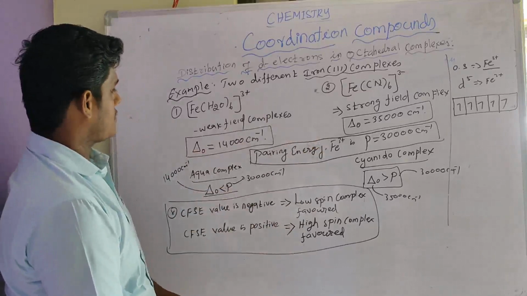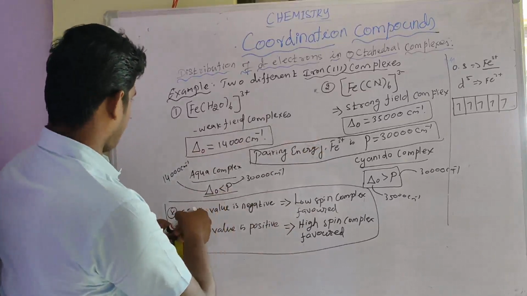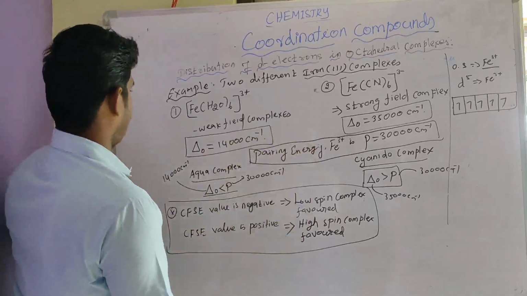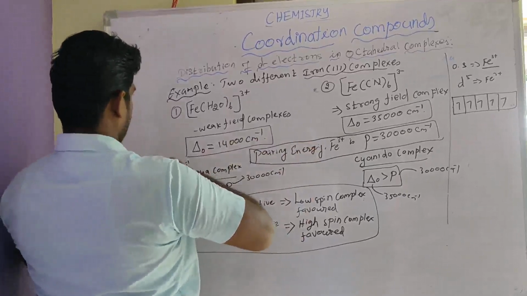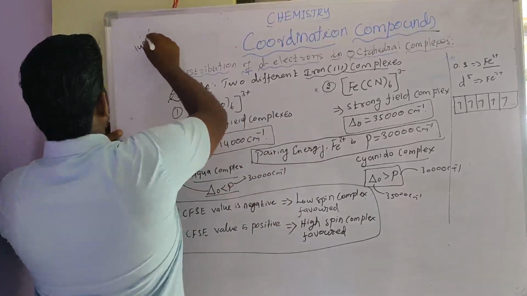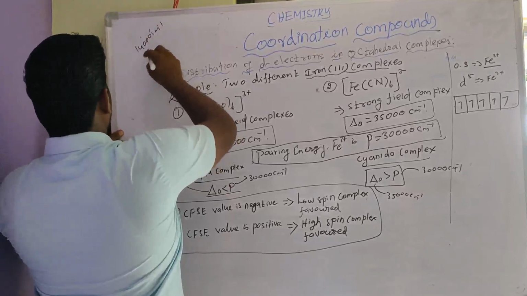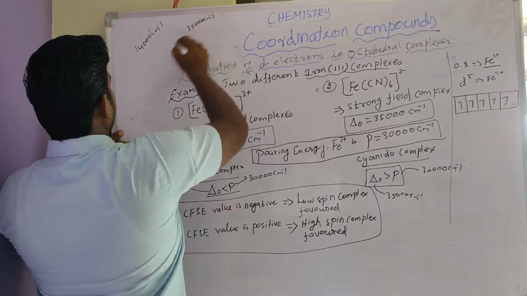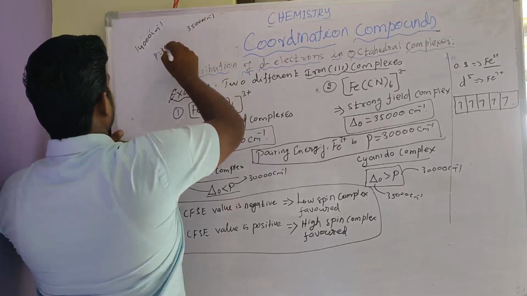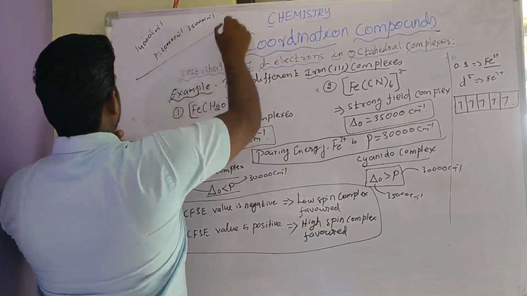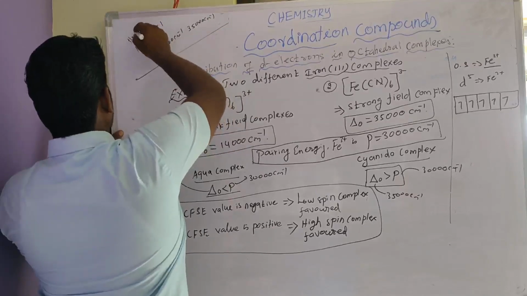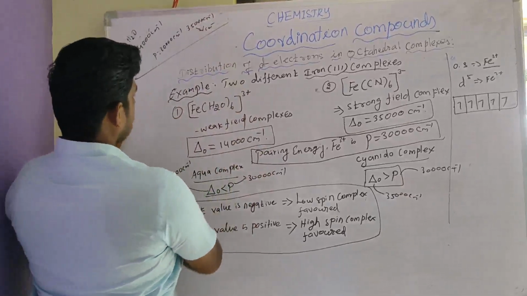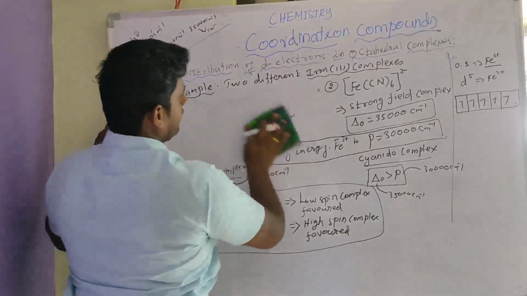Okay, now we have discussed the complexes. I can write the data: 14,000, 35,000 cm^-1, and the pairing energy 30,000 cm^-1. It is the H2O complex. Okay, I take some of the data. Now discuss the first example.